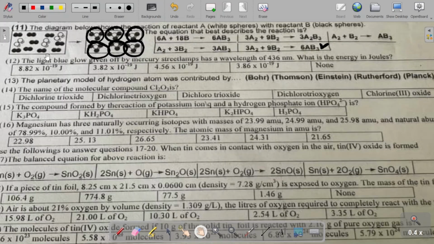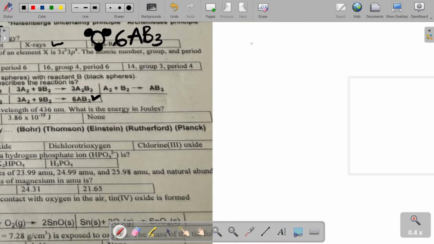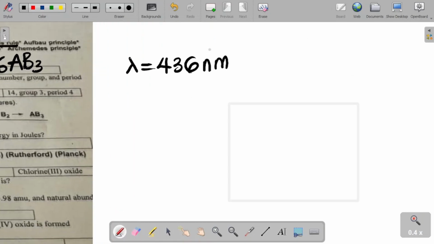Okay, so let's look at the next question, question 12. The question says, the light blue glow given off by mercury street lamps has a wavelength of 436 nanometer. What is the energy in joules? You have the wavelength as equal to 436 nanometer. Write this in terms of meters. That's equal to 436 times 10 to the power nano, which is minus 9, meters.